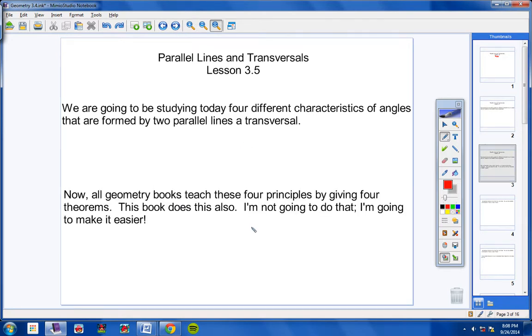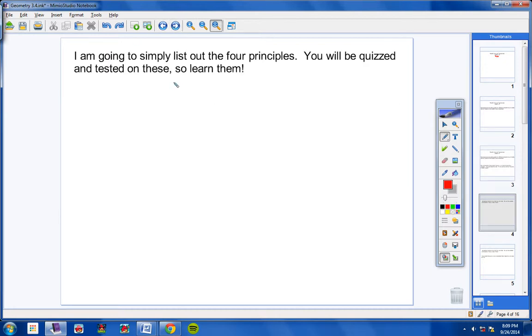Now, all geometry books, as far as I know, teach these 4 principles by giving 4 theorems, and this book does the same thing, but I'm not going to do that. I'm going to make this a lot easier on you guys, and instead of giving you 4 theorems, I'm going to give you just the 4 principles listed out for you, which will really make it a lot easier than learning 4 theorems. All right, so here we go. I'm going to list out the 4 principles and you'll be quizzed and tested on these, so make sure you really learn them.